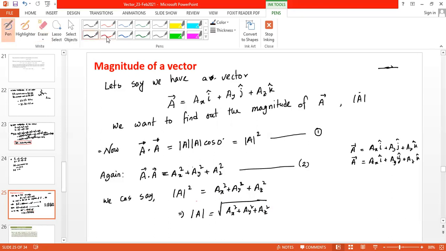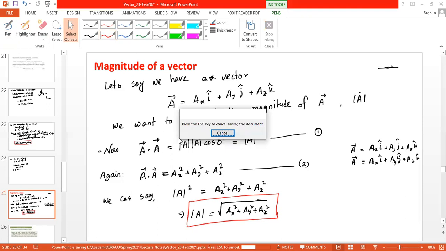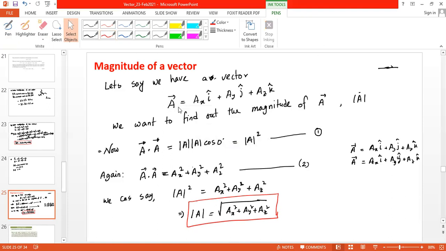Formula to find the magnitude of a vector quantity. Okay. So this is how we can find the magnitude of a vector quantity. What is the technique? The magnitude of a vector equals x component square plus y component square plus z component square, and then I have to take the square root.